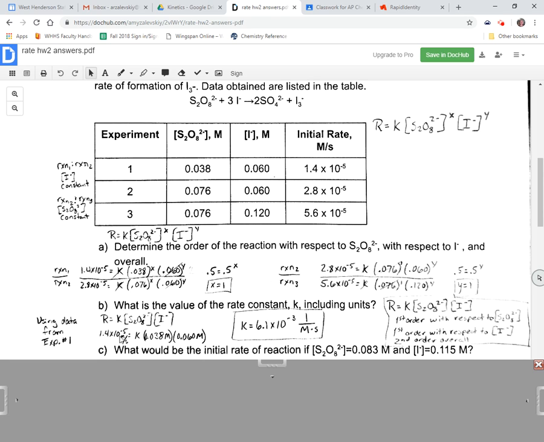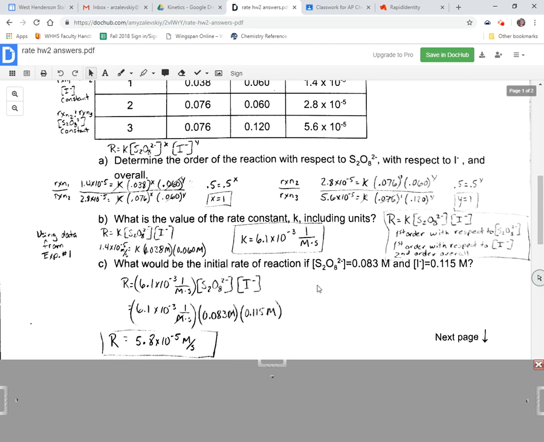So for this one, what I ended up doing is I took this 1.5 or 1.4 times 10 to the negative 5 and divided it by the concentrations of the S2O8 and the I negative in experiment 1. That left me with 6.1 times 10 to the negative 3, 1 over molarity second, is what K must be. Then in part C, now that we know K, we can plug everything in here and figure out a new reaction rate. So I used my answer here for K, and then I plugged in the values that they gave me in the problem into my rate law expression, and I could then solve for the rate.